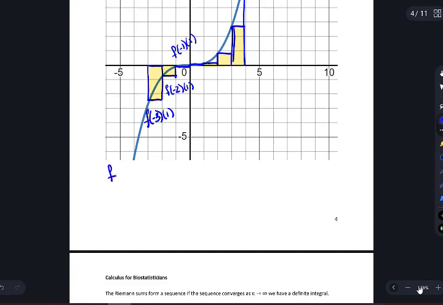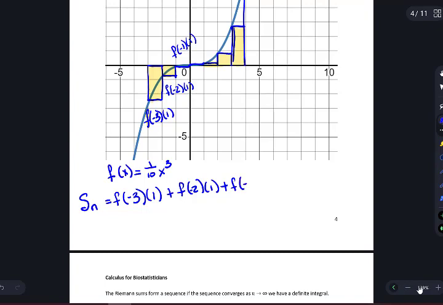So notice here that my function, and this was written on the previous page, is equal to 1/10 times x to the third. So if I'm going to set up that Riemann sum, I'm just adding up the area of each of these rectangles. So my first rectangle, the height was the function evaluated at -3, and the width was 1. So that gives me the area of the first rectangle. And then I can go on to get the area of the second rectangle. And I can keep on going.